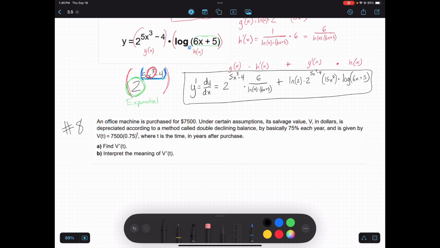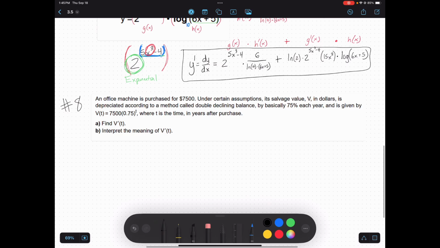Okay, let's look at another problem. This one's actually the very next problem, number 8. And this is our good applied problem. So we get to use this in an applied situation. So we have an office machine purchased for $7,500. Its salvage value depreciates according to a method called double declining balance by basically 75% each year. And so you don't have to try and come up with the equation. The equation's given to you. And what are we going to do? We're going to find the derivative, and then we're going to interpret that derivative.